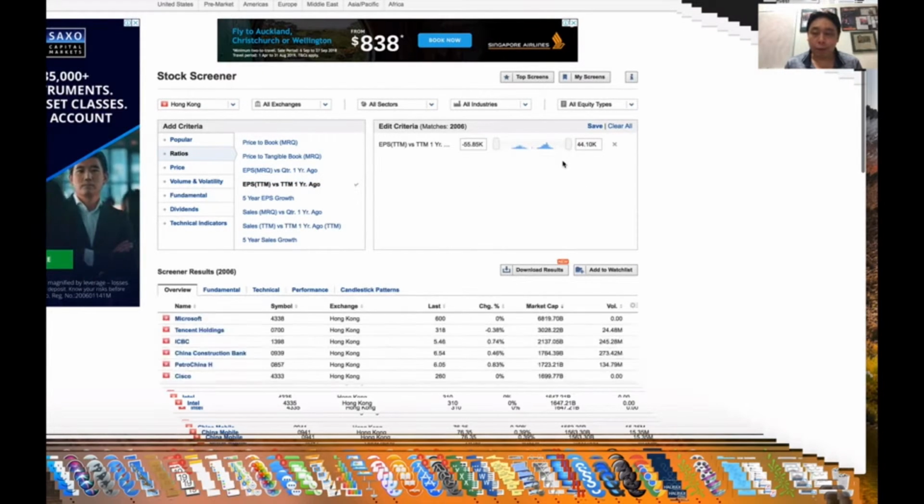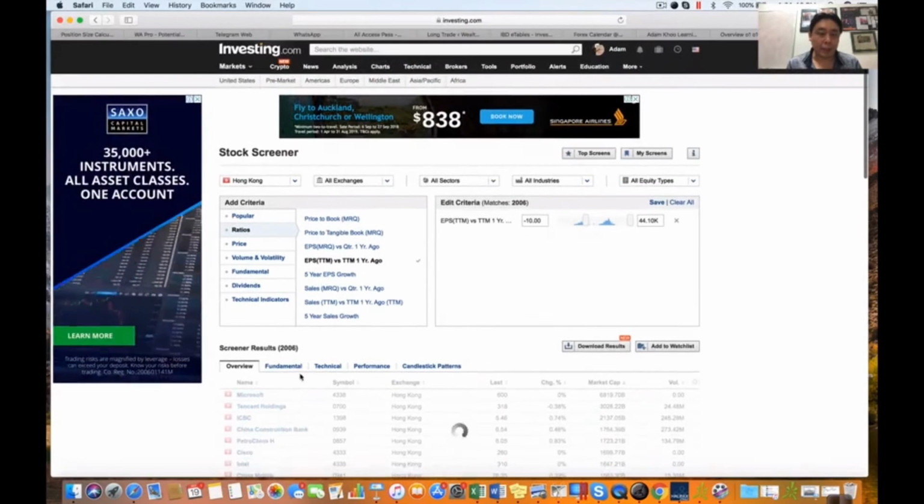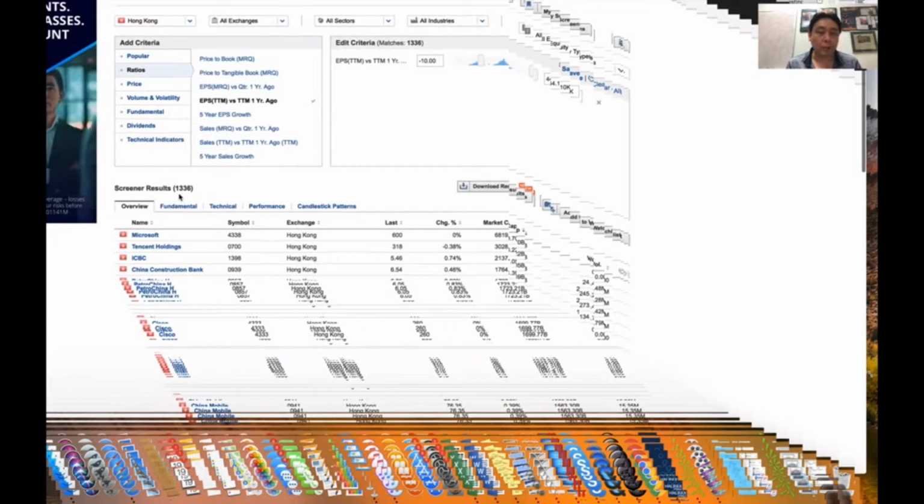And again, you can put your minimum growth and your maximum growth. Obviously, I do not want to have a maximum. So for the minimum, I may put a minimum growth of say 10%. Right, so immediately from 2,000, we are filtered to 1,000 stocks.